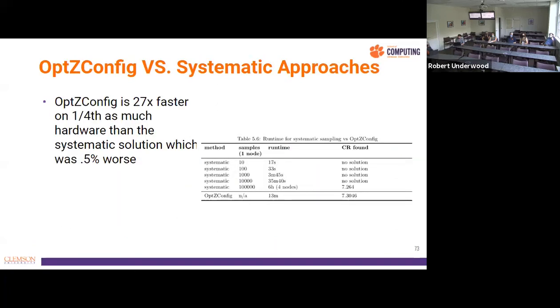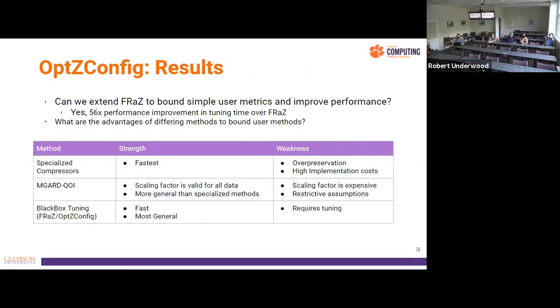Lastly, we compare against systematic approaches where you essentially try all points within a configuration space to find one that works. And why is that what you have to do? We talked about the fact earlier that binary search doesn't work for these problems because they're not monotonic. Using these kinds of configurations, we were able to find a solution 27 times faster on 1/4 as much hardware with a solution that was 0.5% better. So we can really start to see the benefits of using optimization to solve these problems.